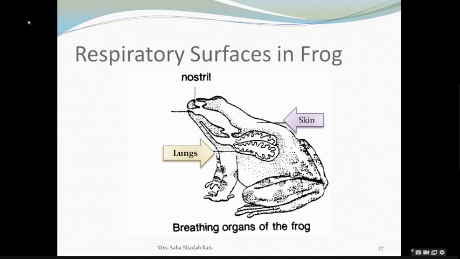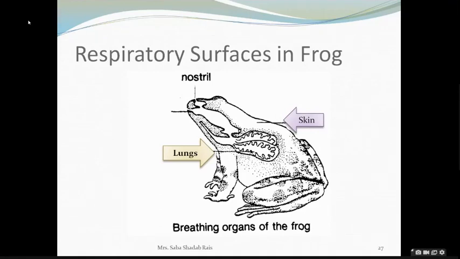Their lungs are very delicate, thin-walled, elastic, sac-like structures. Lungs are covered with the visceral peritoneum, which is the outer covering, the outer membrane. The inner surface of the lung is thrown into a large number of irregular and radially arranged folds. Folds are always present in the lungs, but they don't have the highly complicated alveolar structure as we possess. They only have the radially arranged folds.